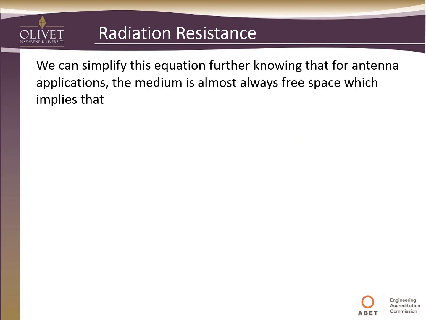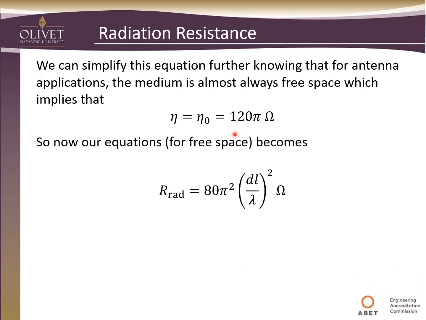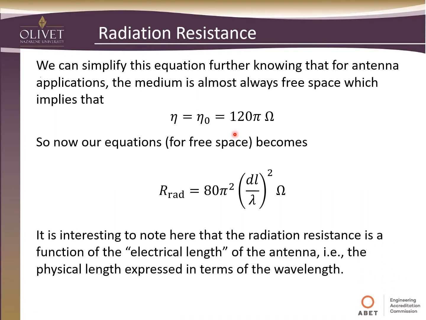So we can simplify this equation further, because we know that probably 90+% of the time that we're going to be transmitting with an antenna, it'll be in free space. And so our intrinsic impedance we know is going to be 120 pi ohms. So if we plug that in, now our new equation reduces down to this equation.